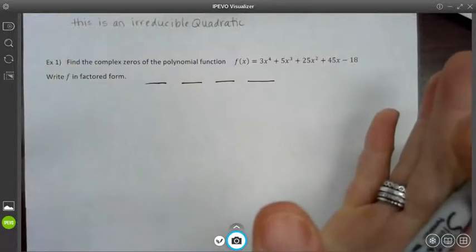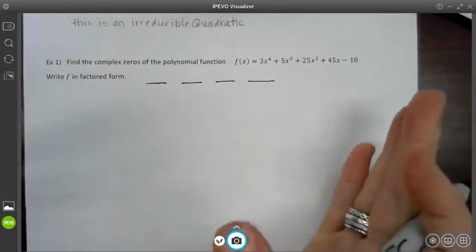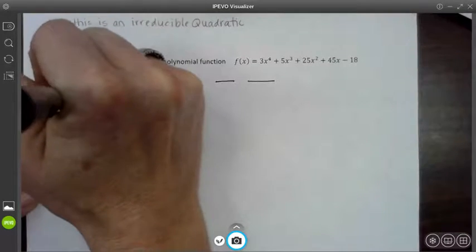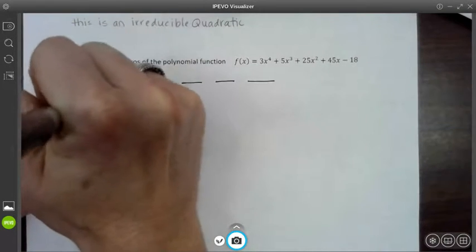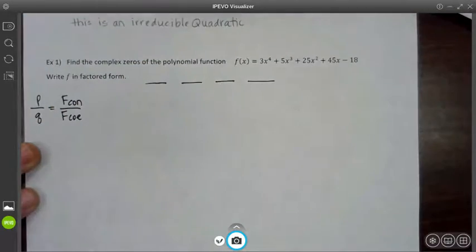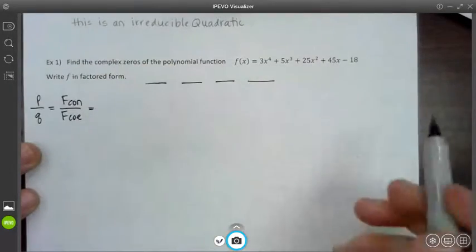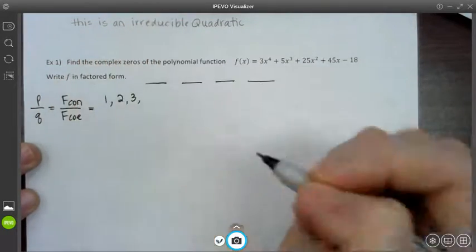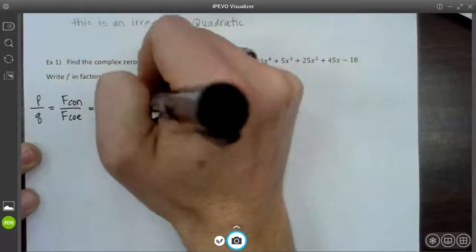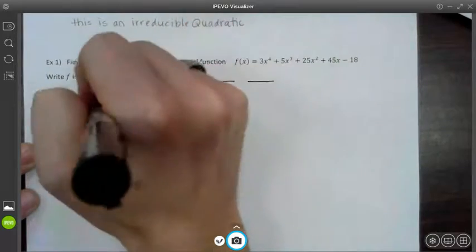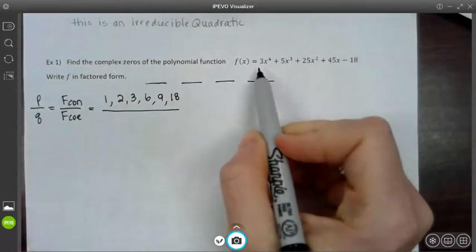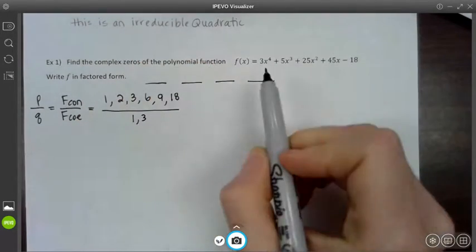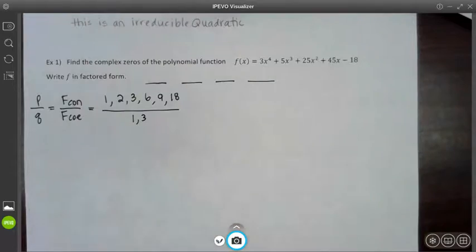And again, I know you can go right to the graphing calculator, but I'm going to at least make my list first. All right, so P over Q, right? Factors of the constant over factors of the leading coefficient. So that means we're going to need factors of 18, which are what? 1, 2, 3, and then we would get 6, 9, and 18 over factors of the constant, which is going to be 3. 1 and 3. Oh, I said constant. I'm sorry. I mean factors of the leading coefficient. All right, so here we go.